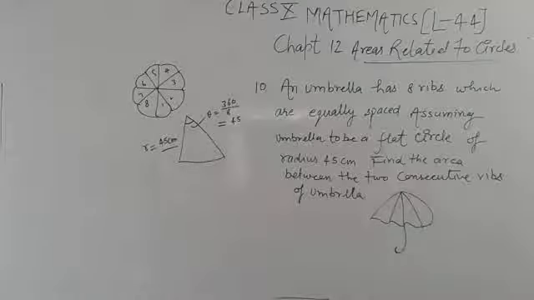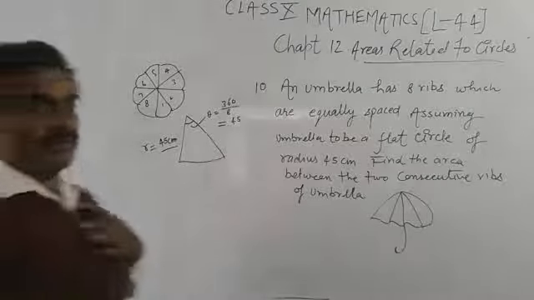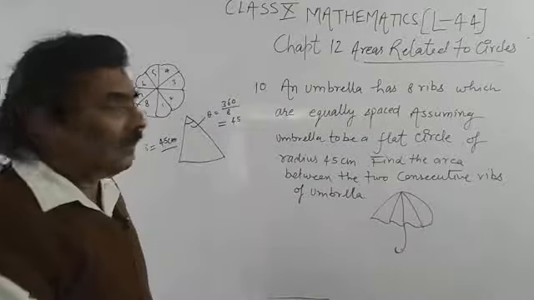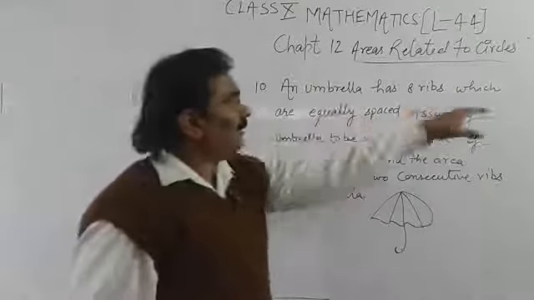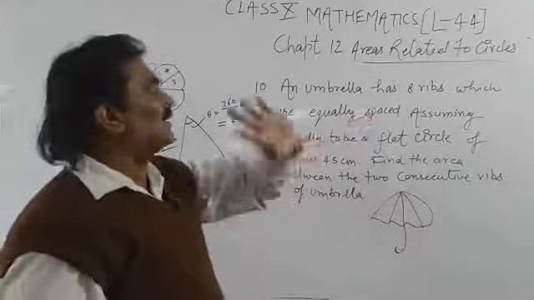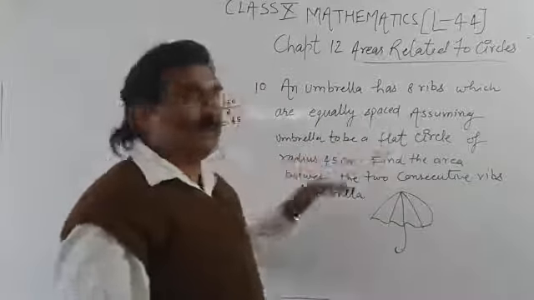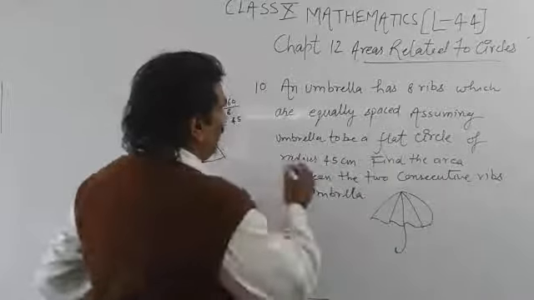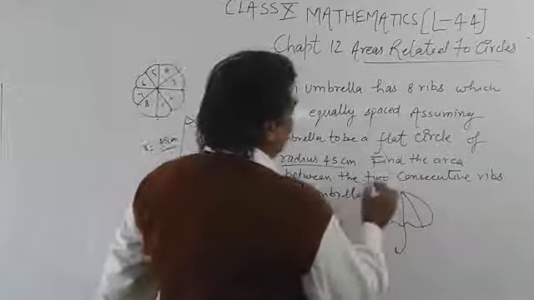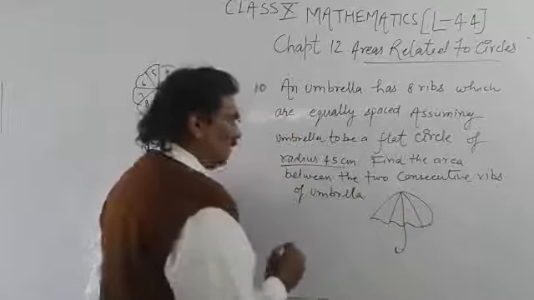So students, we have another question, question number 10. In this question, an umbrella has 8 ribs which are equally spaced. Assuming the umbrella to be a flat circle of radius 45 centimeter, find the area between two consecutive ribs of the umbrella. Radius is given here, 45 centimeter.